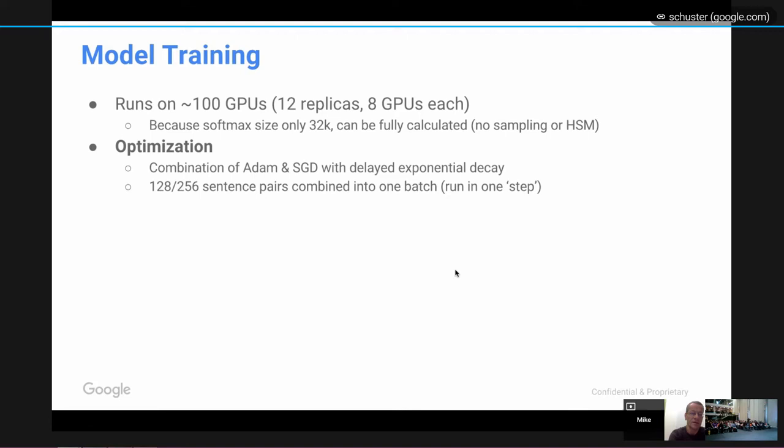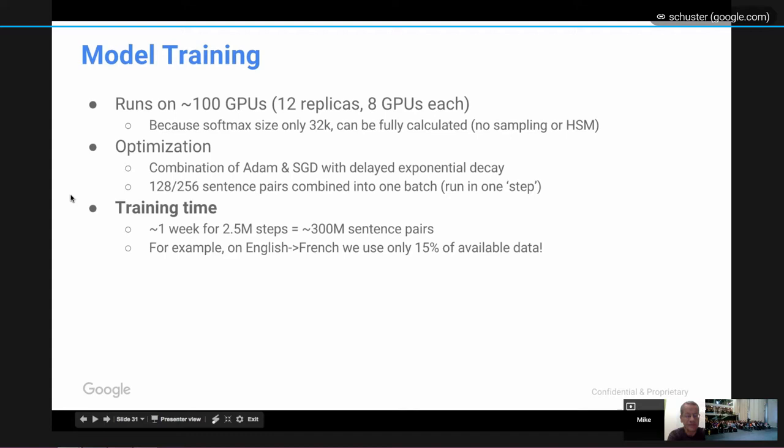So the optimization is just a combination of stochastic gradient descent and ADAM, which is just a fancy stochastic gradient descent algorithm, with delayed exponential decay. We put 128 sentences, sometimes 256 sentence pairs, into one batch, and it's run in one step. The training time takes about 1 week for 2.5 million steps on this architecture, which means it can roughly run through 300 million sentences.